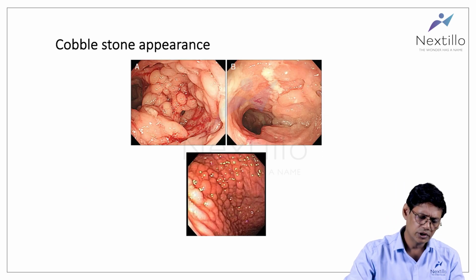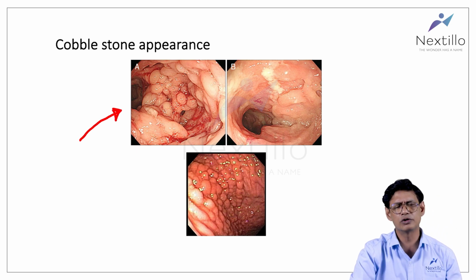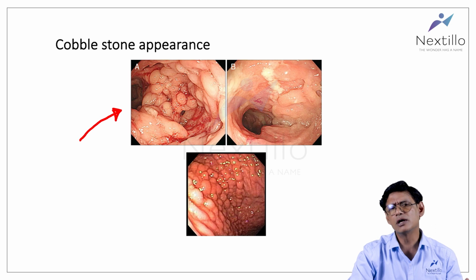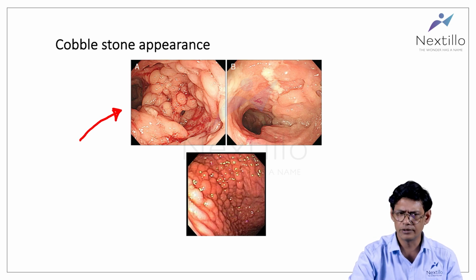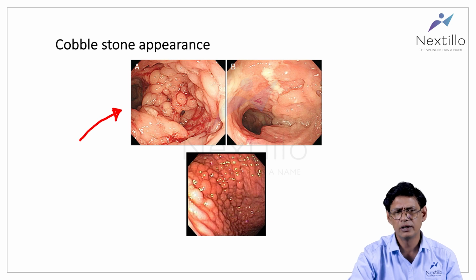This is the cobblestone appearance that is characteristically seen with Crohn's disease on endoscopy. This can be seen anywhere in the intestine. In comparison, ulcerative colitis usually involves the colon. It does not involve the small intestine or anything above it. And in ulcerative colitis, there is no involvement of the outer layers of the intestine. It is usually limited to the inner layers like the mucosa and the submucosa.